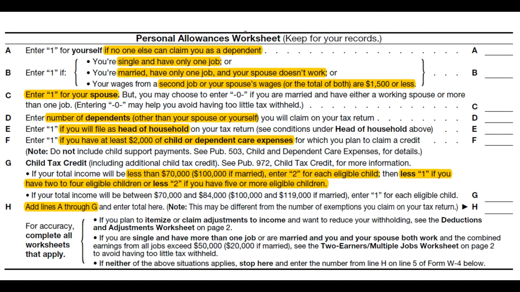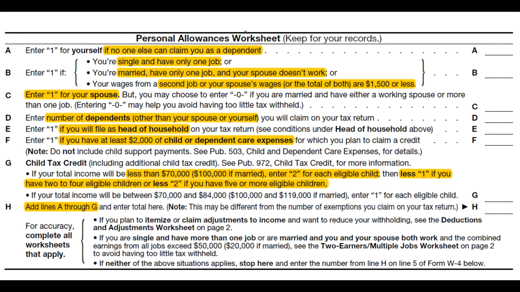On item B, you write 1 next to B if any of these are true. If you're single with one job, or you're married with one job and your spouse isn't working, or if you make under $1,500 at your second job, or your spouse makes under $1,500 at their job. Now on C, you put a 1 for your spouse if you're married, and that's if you put that on your personal tax return.